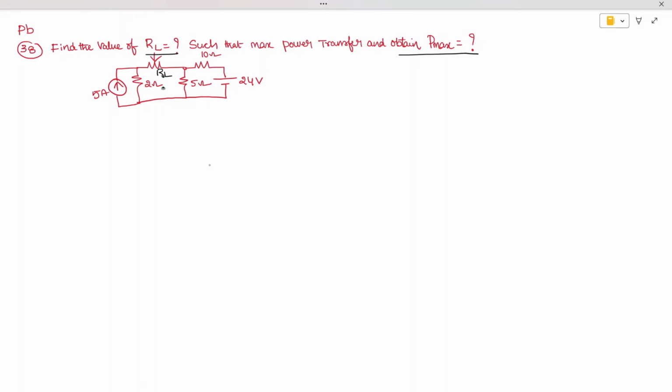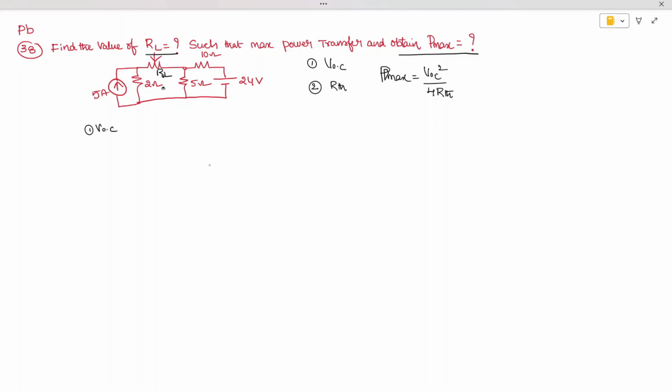Okay, if you want to find out, first we need to find the open circuit voltage, which is VOC, and second we need to find R Thevenin. The formula for the maximum power transfer is P maximum is equal to VOC whole square divided by 4 R Thevenin. So we need to find out this. In order to find this, let us first find the value of VOC.